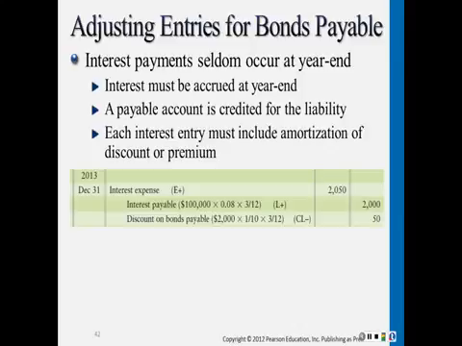Companies may issue bonds payable when they need cash. The interest payment dates rarely are set on December 31st, so interest expense must be accrued at the end of the year. The accrual entry records the interest expense and amortizes any bond discount or premium.